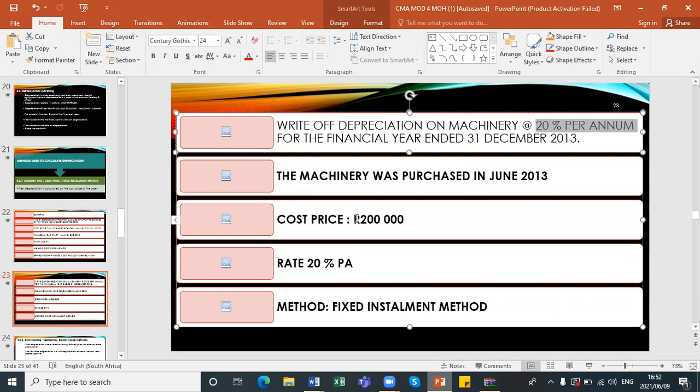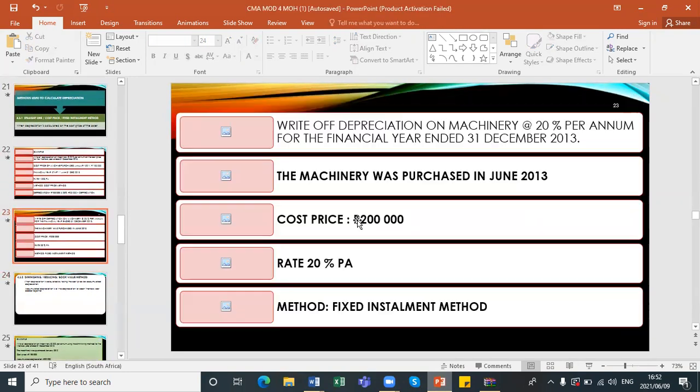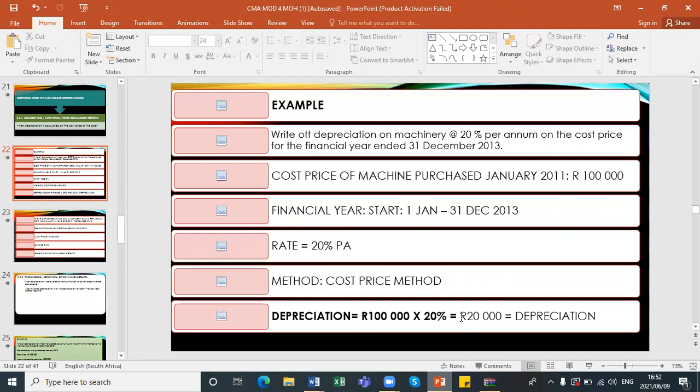So what do you do? You take the cost price, which is 200,000, times it by 20%. But if you're going to take it times 20%, you've got to take that amount divided by 12 and times it by 7, as you only have the asset for 7 months. If you are doing the books for 1 month, you will then take, in the first example, 20,000 divided by 12 to get the depreciation for 1 month. If you're doing the books for 2 months, you take 20,000 divided by 12 and times it by 2, as this is a depreciation for the full financial year.